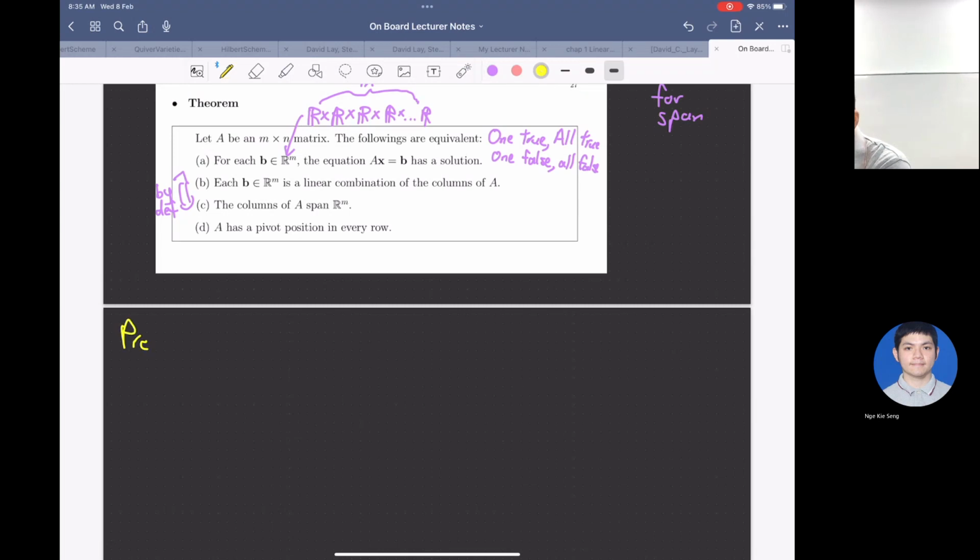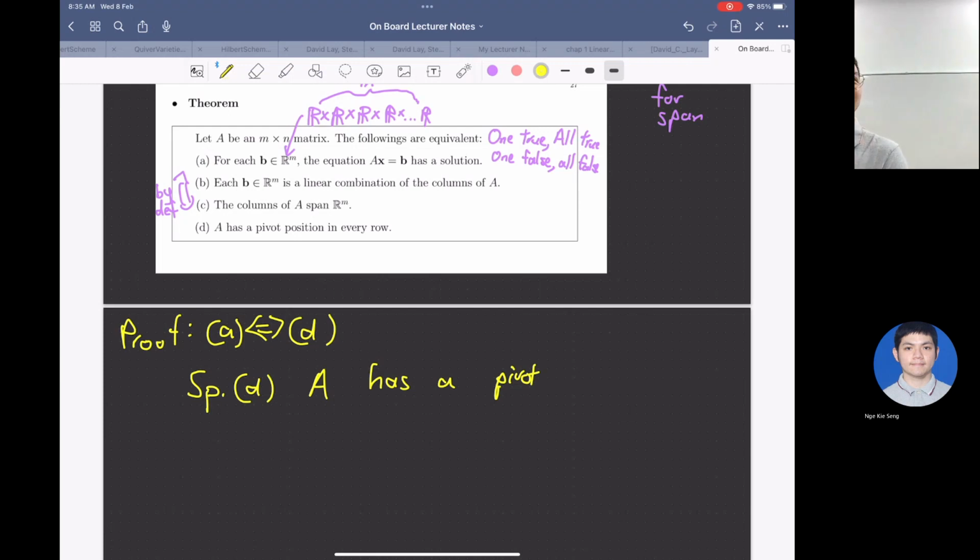So let's say A and D. Okay, so let's start with D first. Suppose D first. If A has a pivot, careful. If A has a pivot position in every row, okay.